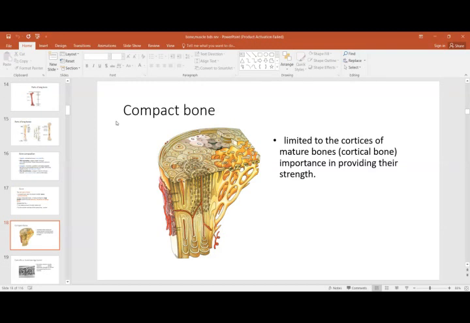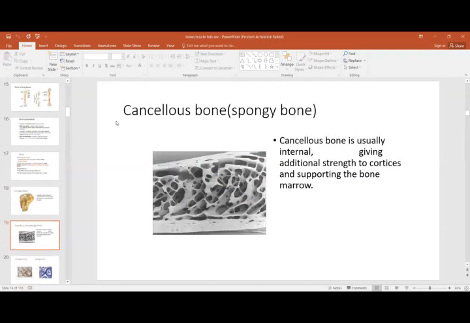If you see this again, there are these spicules which give you the bony structure, but this bony structure is not compact. It has big spaces in it. That is the cancellous or the spongy bone. And on the outside of this cancellous or spongy bone, you can see that the arrangement is compact, tightly and densely present.